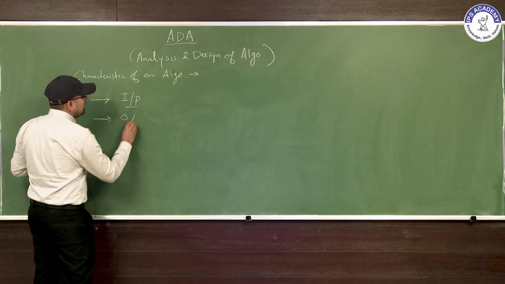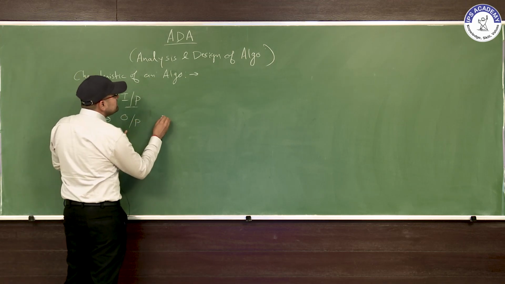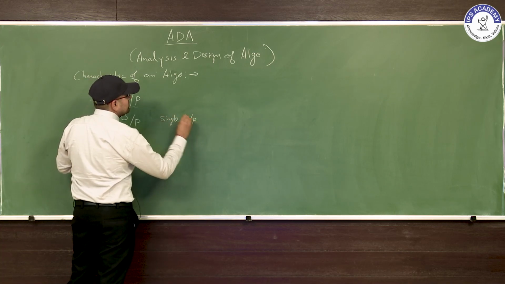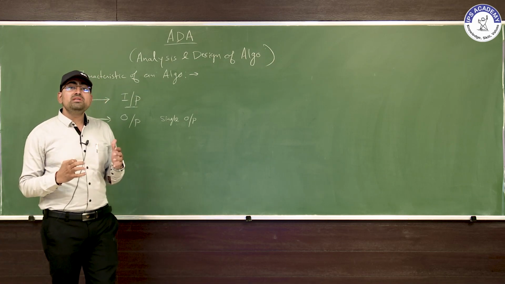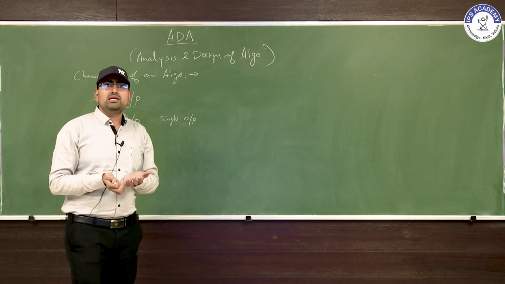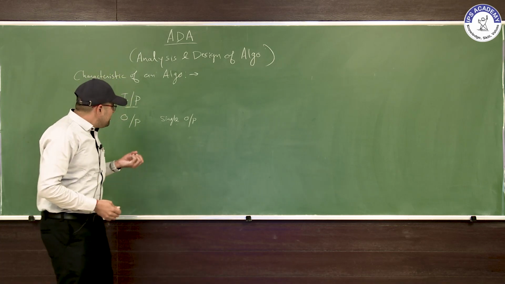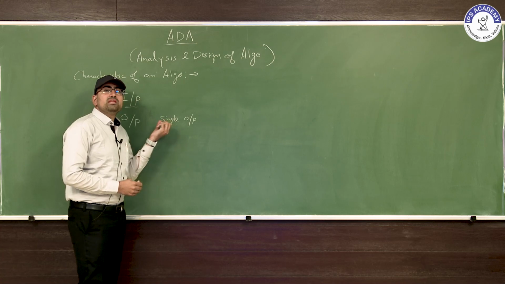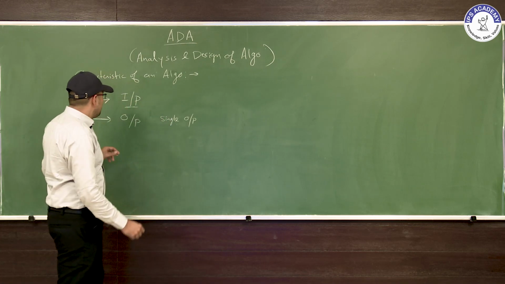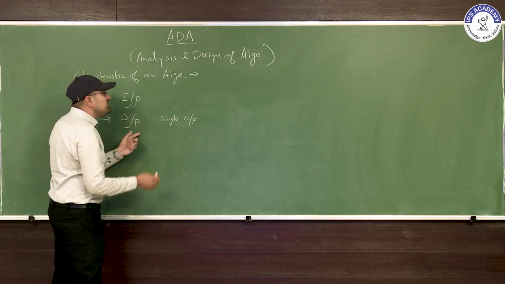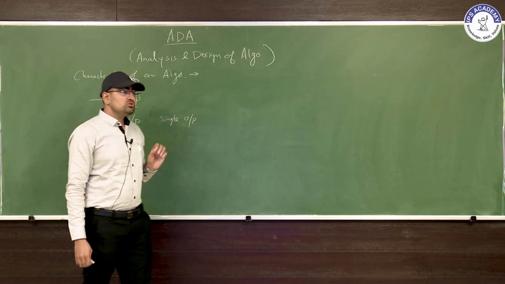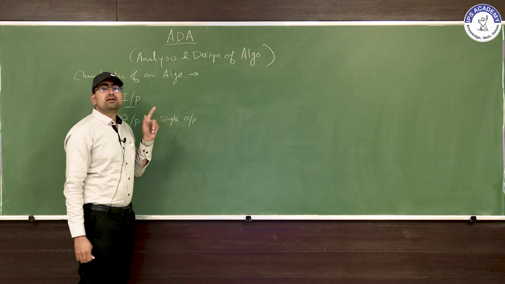Number two, output. There must be a single output corresponding to an algorithm. It can be a combination of multiple parts, multiple small outputs, but overall it would be a single output that would be generated at one time, right? As far as any algorithm is concerned. So there must be a single output. Output must be there. We cannot say 0 output. So any algorithm must generate an output.